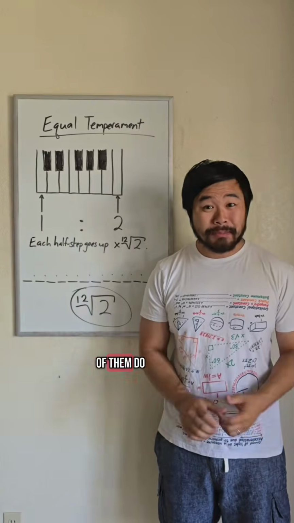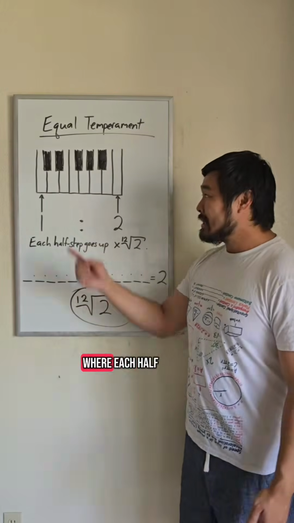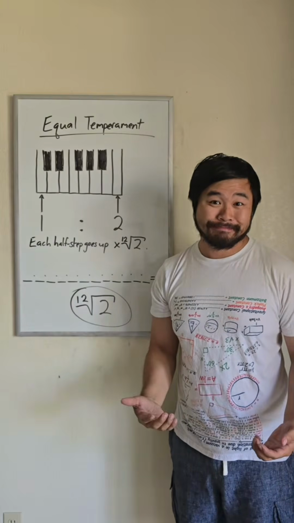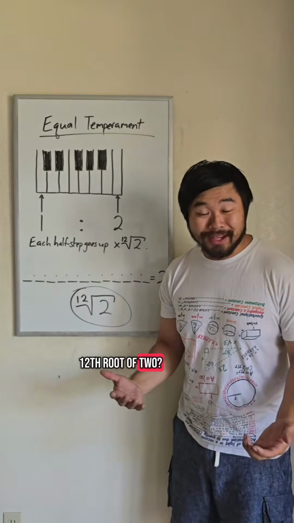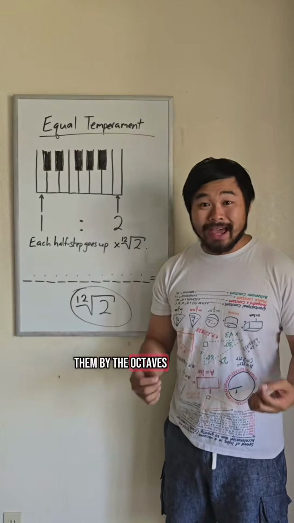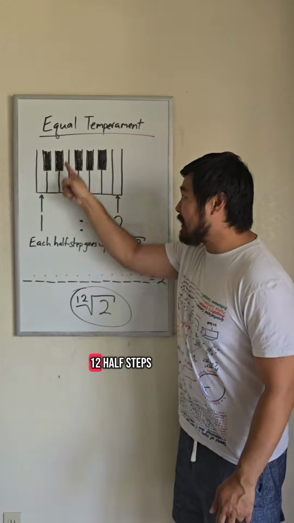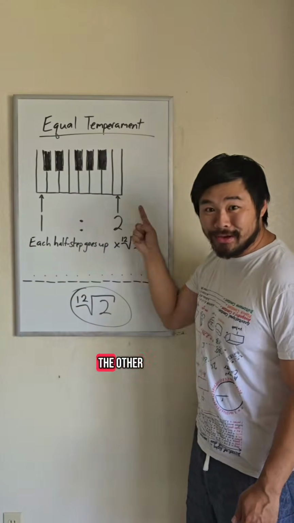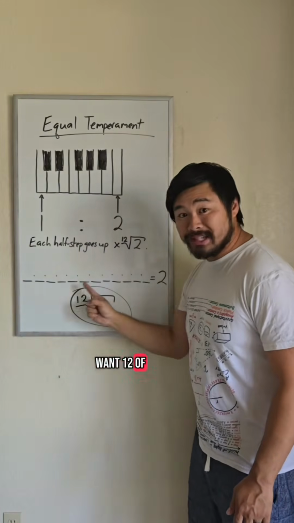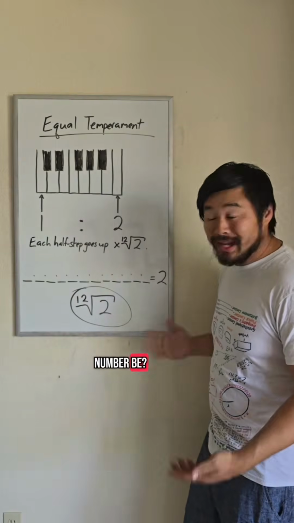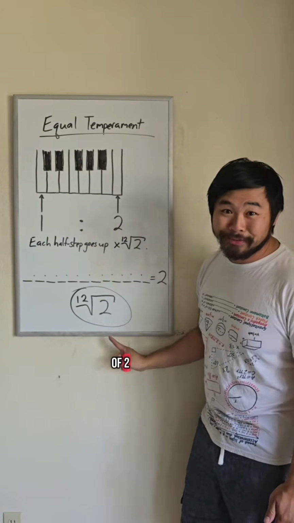Well, a lot of them do it by equal temperament, where each half step up, they would multiply by the 12th root of 2. But why the 12th root of 2? Well, they tune them by the octaves, and octaves have a frequency ratio of 1 to 2, and there are 12 half steps to go from one note to the other. So if we want 12 of the same number multiplied together to get 2, what would that number be? That would be the 12th root of 2.